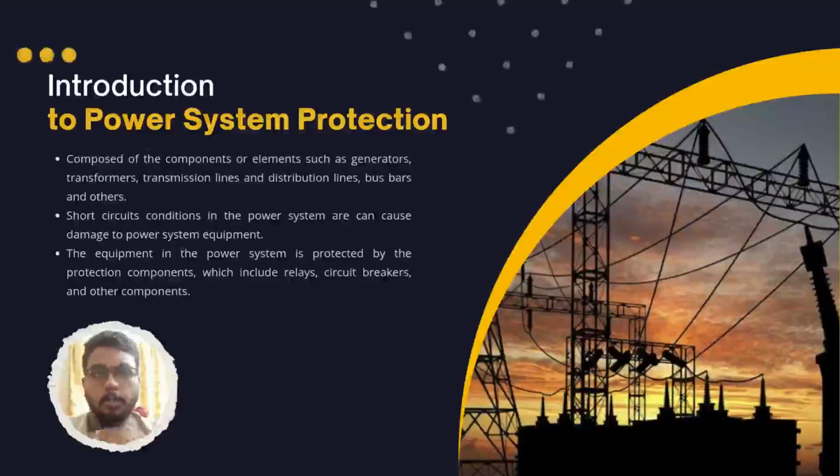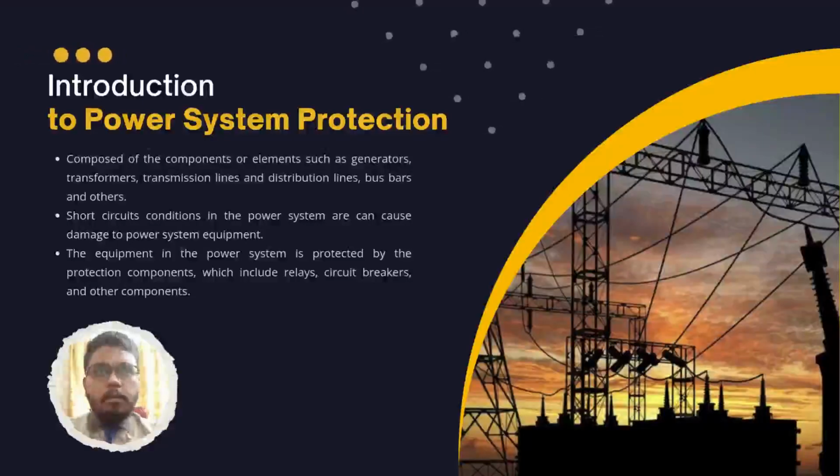A power system is composed of components or elements such as generators, transformers, transmission lines, distribution lines, bus bars and others. Short circuits and other abnormal conditions in power systems are common and can cause damage to power system equipment. The equipment in the power system is protected by protection components, which include relays, circuit breakers and other components.